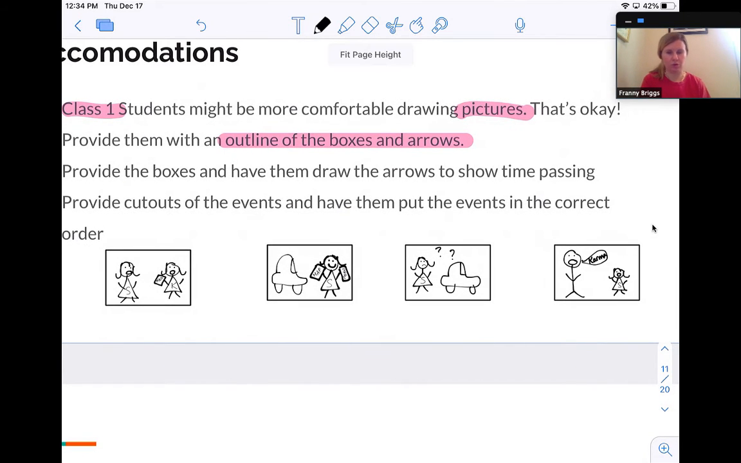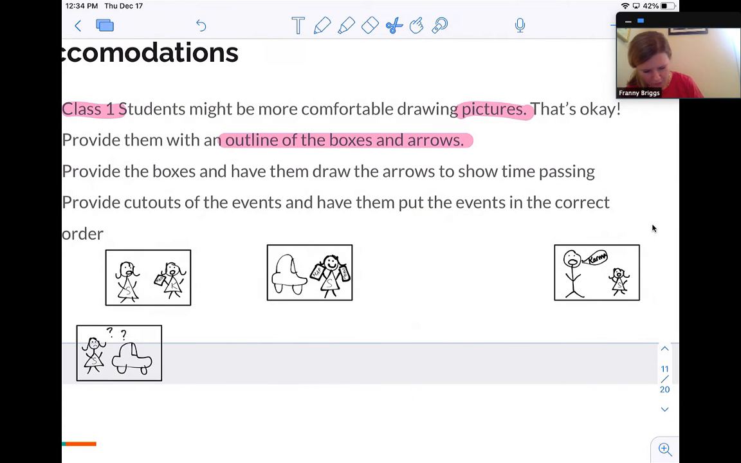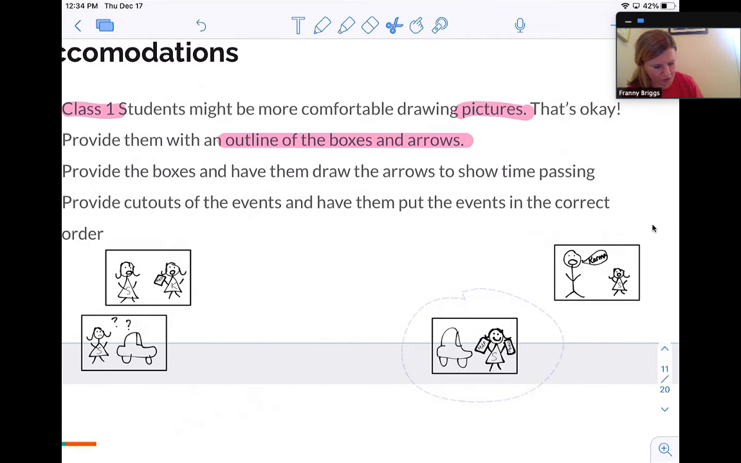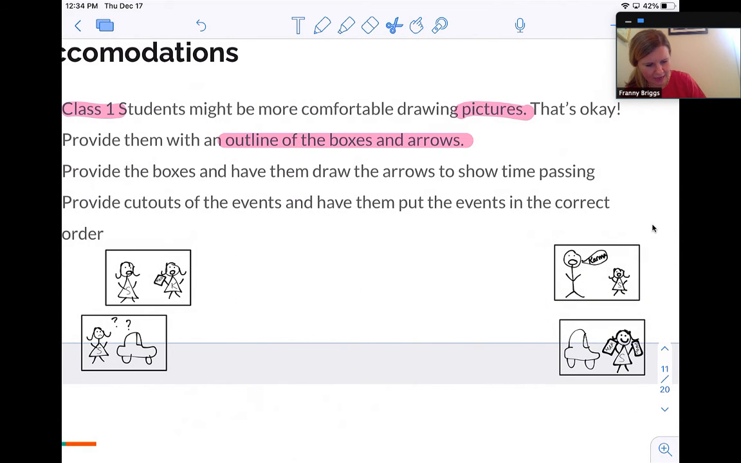Another thing you could do is make the sequencing frame and then cut out the events in little boxes so that they have to put them in order. So here we have, again, all the events from Sita's maps. I would look at these events and see what's happening and say, okay, here's Sita being confused. So I'm going to move that to the front. Sita's smiling here. She has the maps. I know that that happens at the end.